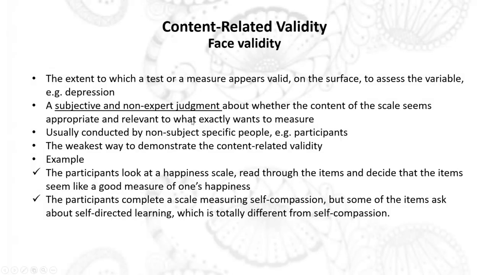And then next is a self-compassion scale. Self-compassion is something many studies talk about now because of the high stress, anxiety and depression levels in people of all ages. And the participants find that some of the questions ask about self-directed learning, which is totally different from self-compassion. So if the participants are able to identify some questions about self-directed learning, totally irrelevant to self-compassion, then we will look into those items to see whether they are really irrelevant to self-compassion, and we will take them away.